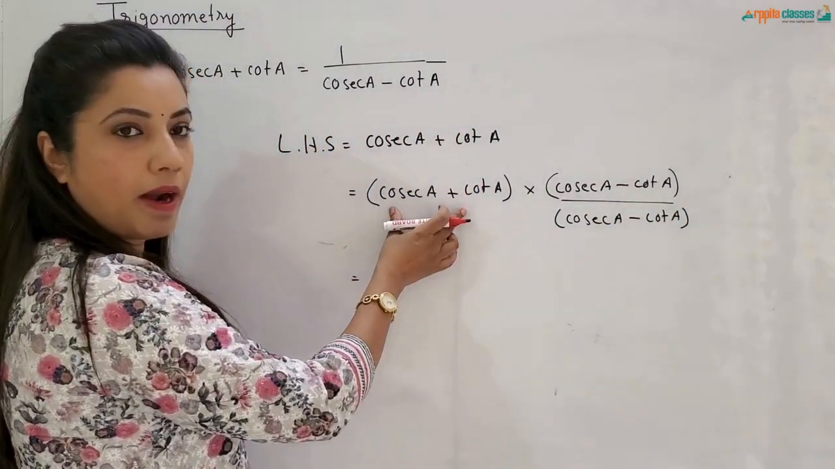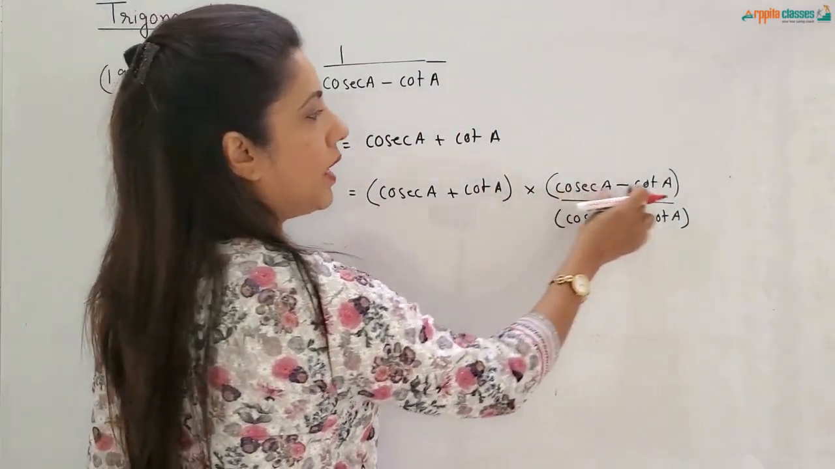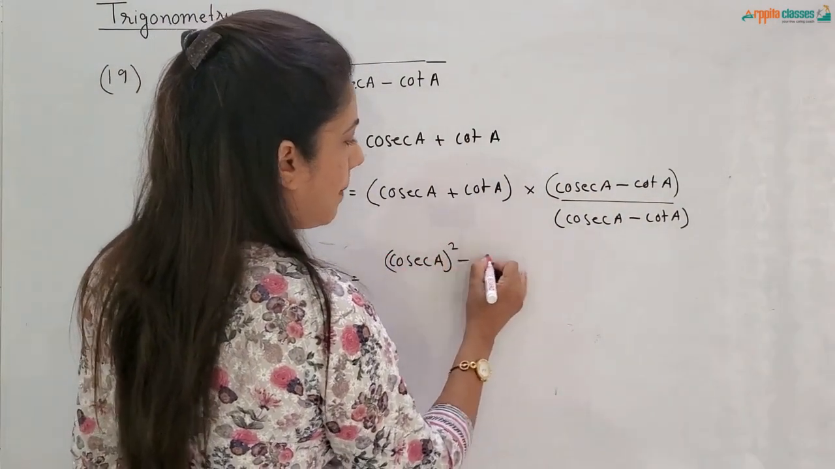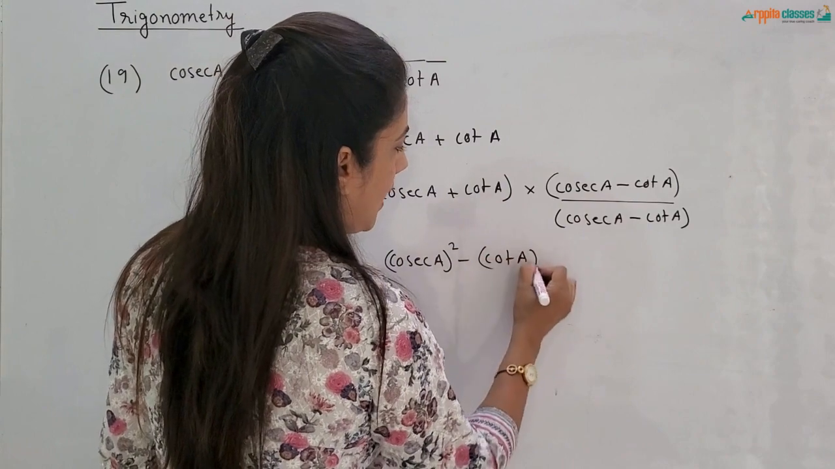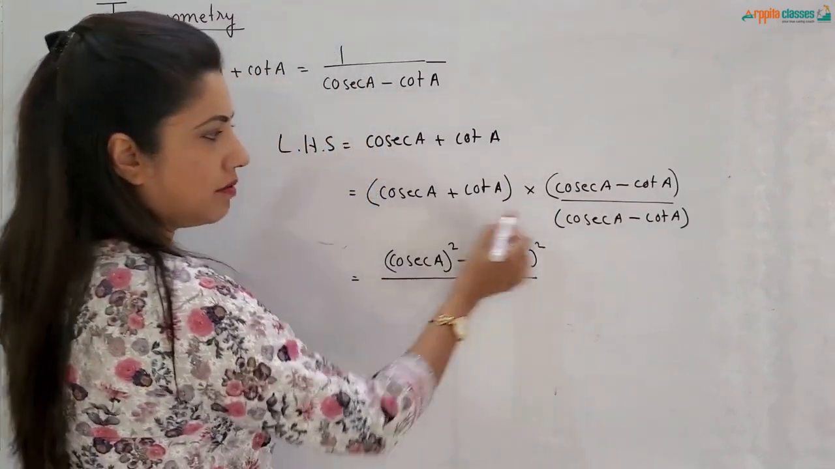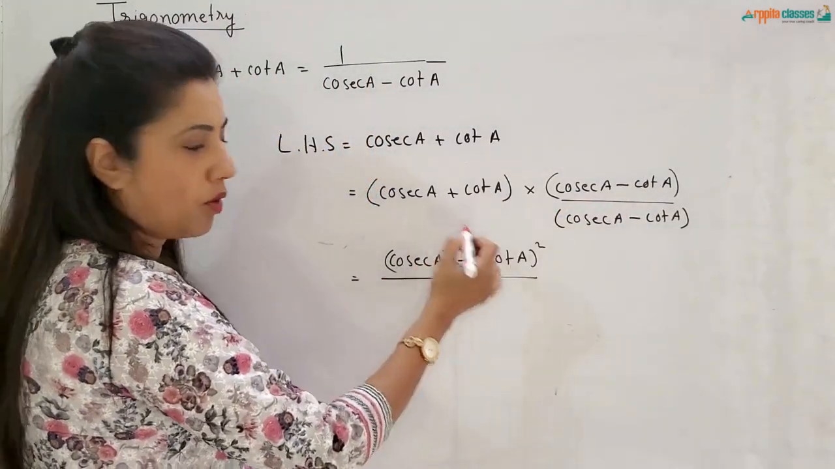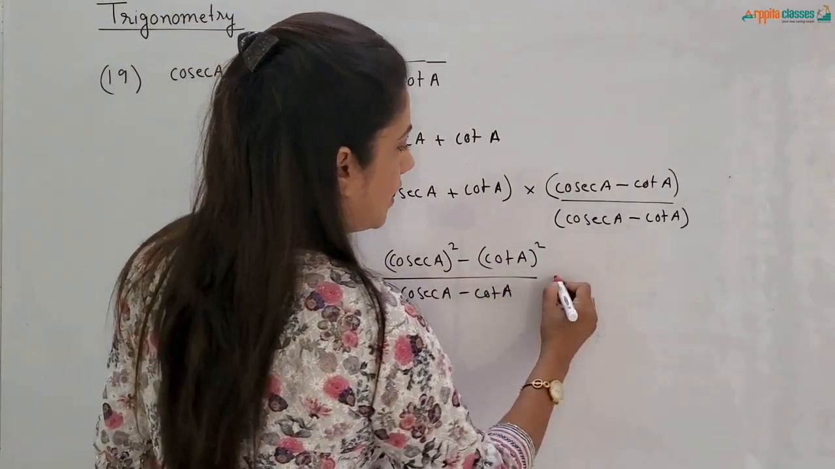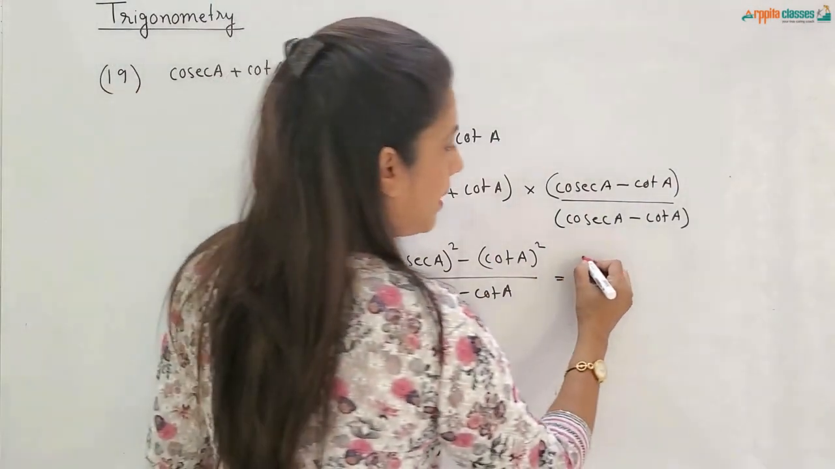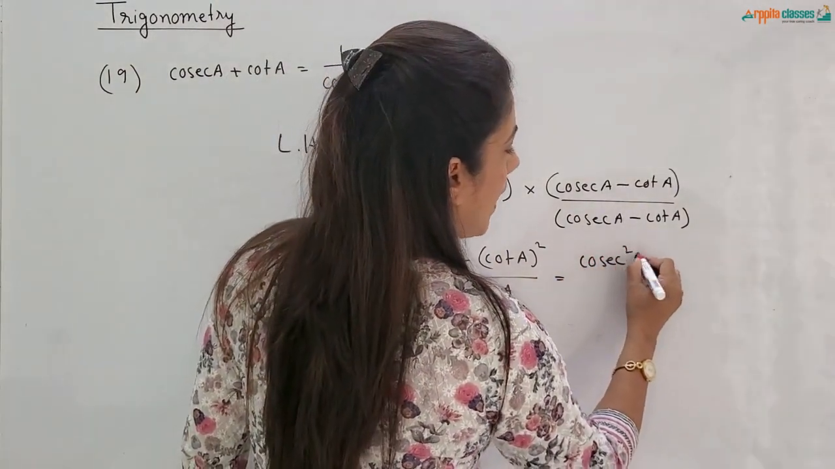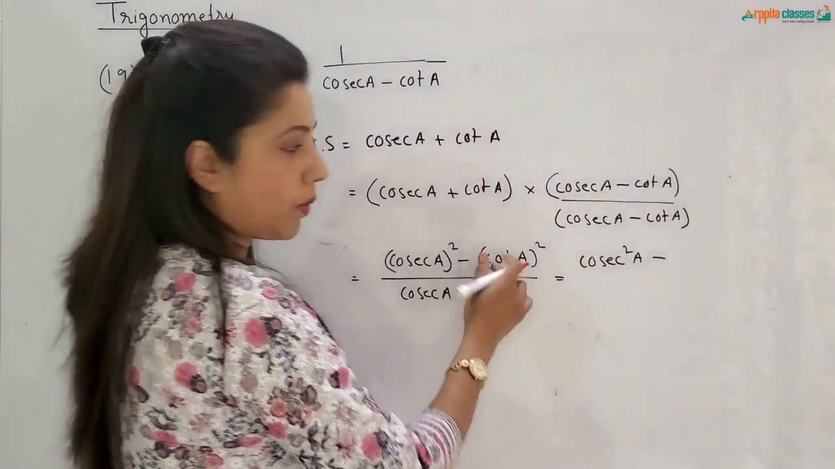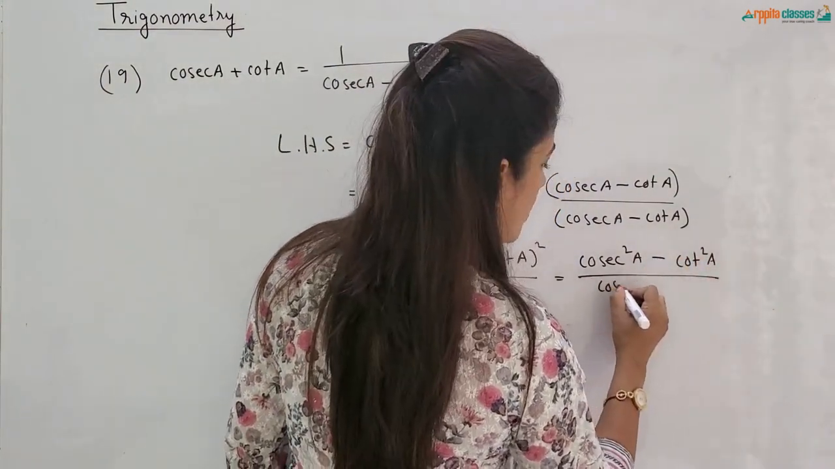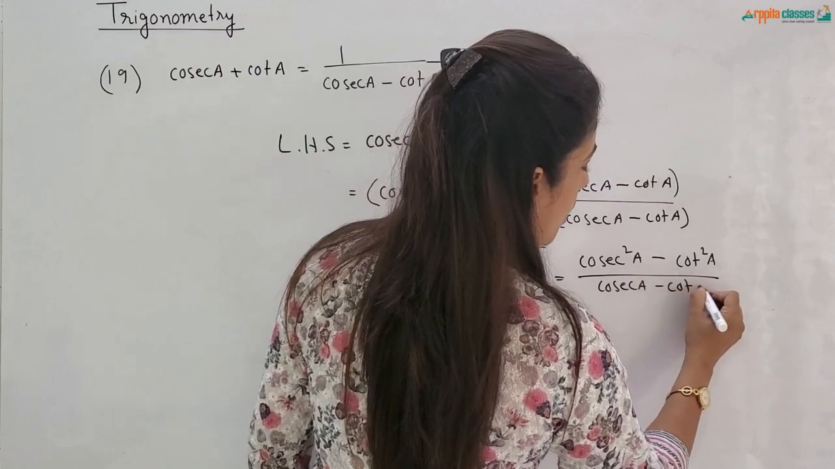Now if you see in the numerator we have a plus b into a minus b, that is my a square minus b square, and down I will be writing cosec a plus cot a. So this will be cosec a square can be written as cosec square a, minus cot a square can be written as cot square a. Down I have cosec a plus cot a.